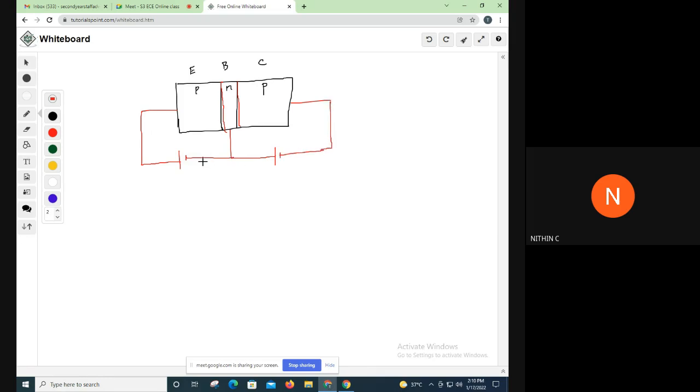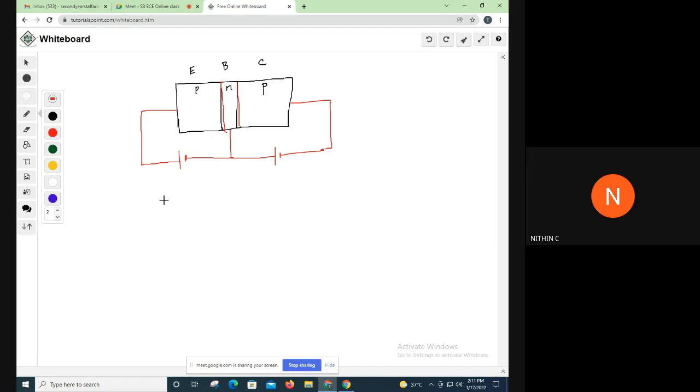Okay. So this is how I am biasing these junctions now. And by observing this, you can identify which is the type of biasing that I have given in the emitter base junction. So two junctions are there. This is the first junction, that is the emitter base junction, and the second one is the collector base junction.